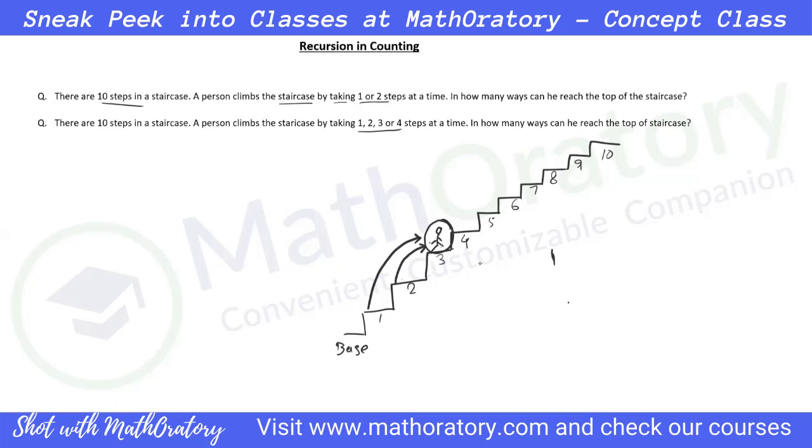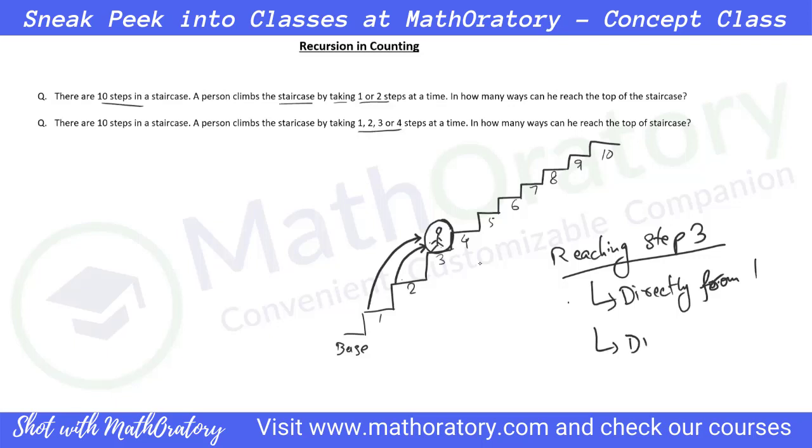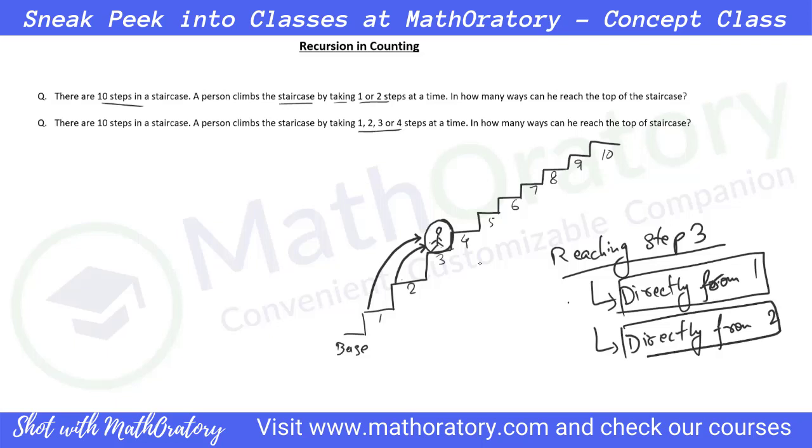So let me write this down. Reaching step 3 directly from 1 or directly from 2. You can count these two scenarios as disjoint to each other because I use the word directly. So if I go from 1 to 2 and then 2 to 3, that will not be directly, right? So these are disjoint cases. Now, mostly this question is solved because if you think in this way, the number of ways of reaching step 3 will be equal to the number of ways of reaching step 1 plus reaching step 2.